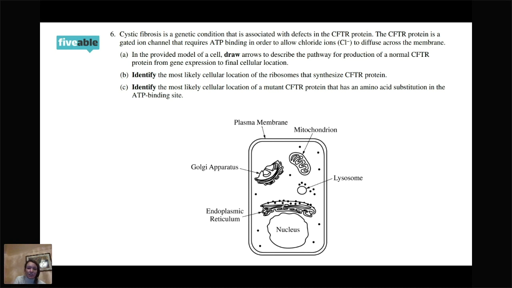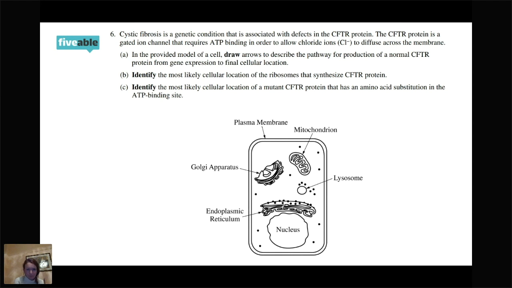But if you scroll down to question 6 here, that's the one that I have pulled up for us. It's worth 3 points. And it asks you to do a few things. So it's talking about cystic fibrosis, which is a genetic disorder, not super common, that involves the CFTR protein. So it says cystic fibrosis is a genetic condition that's associated with defects in the CFTR protein. The CFTR protein is a gated ion channel. Okay, so it is a transport molecule that would be used for facilitated diffusion. That's what that's telling me.